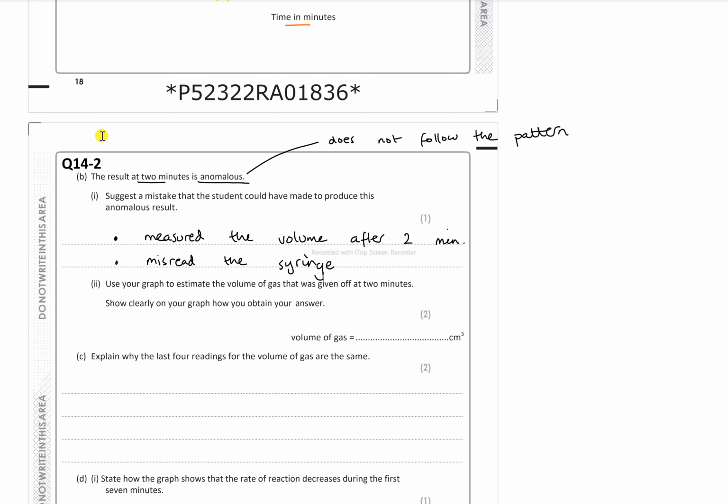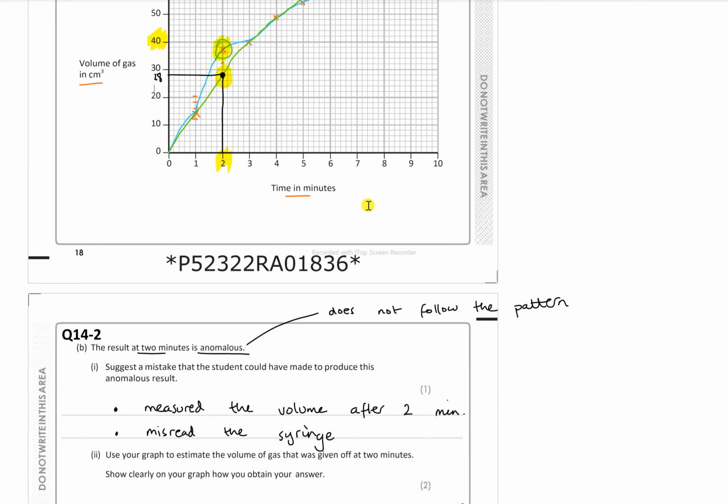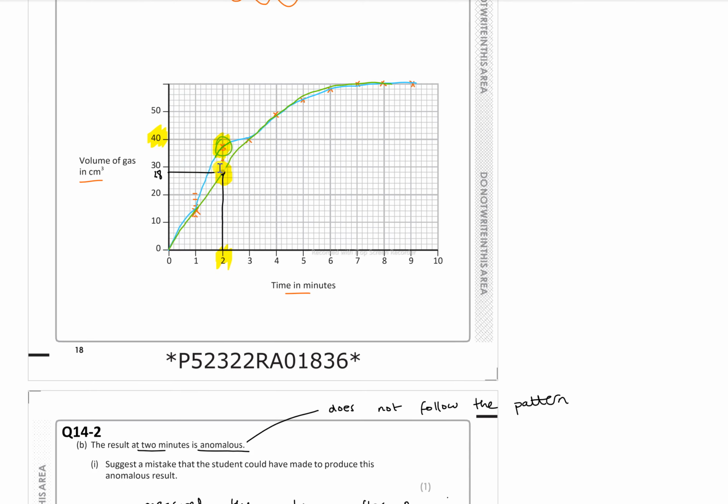Okay. Use your graph to estimate the volume of gas that was given after 2 minutes. Right. What they want you to do is go to 2 minutes, draw a line up to your graph, and then draw a line across. So we were expecting 28. We were expecting 28. And look at this. Show clearly how you obtained your answer. So they want them to draw these two lines. Right.